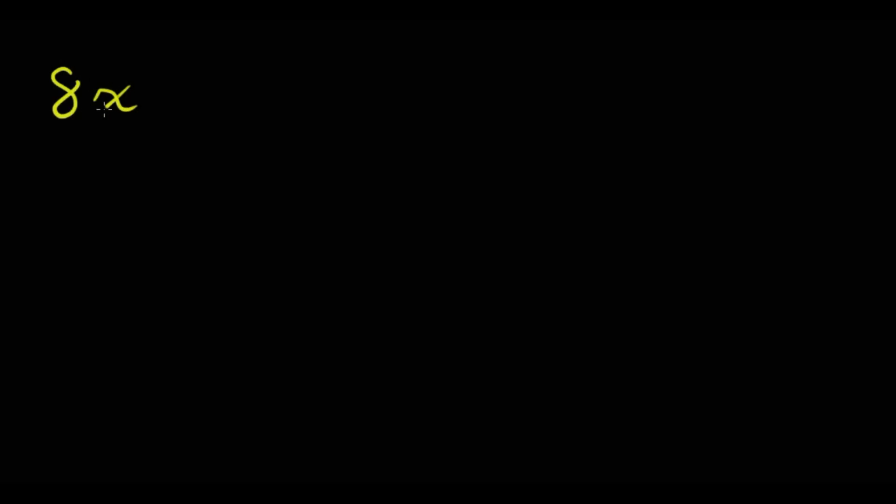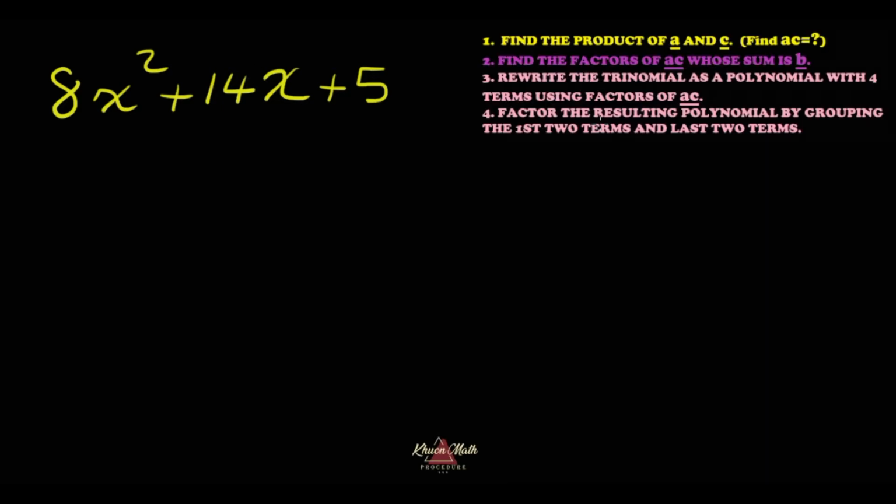8x squared plus 14x plus 5. Okay, so this is a trinomial. A trinomial is a polynomial of 3 terms. Trinomial is a special name for this polynomial. This is a procedure of how to factor this trinomial.